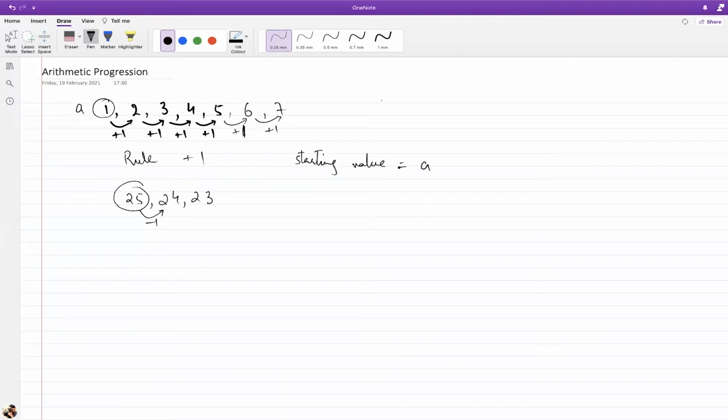Now here's the thing. Let's suppose we have all the numbers from 1 to 7 and I ask you to add them up. So we have these numbers 1, 2, 3, 4, 5, 6, 7. Then how will you add them up?